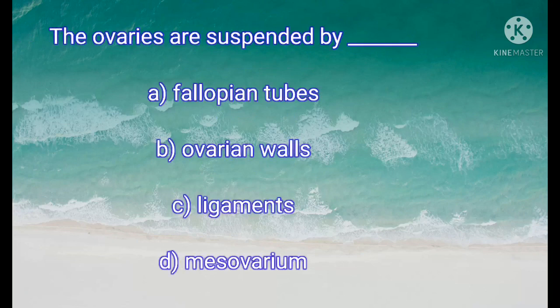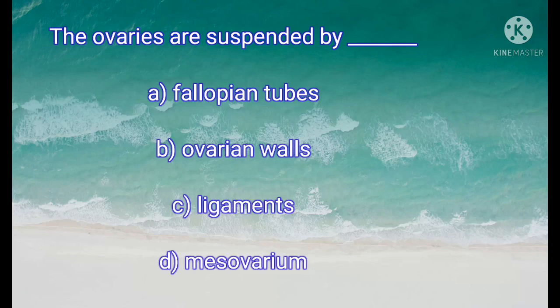The next question here: the ovaries are suspended by. Ovaries are suspended in the lower abdominal region with the help of. First option here, the fallopian tube. Fallopian tube is also called the oviduct, or the uterine tube. These are attached to the uterus and ovary, and carry the secondary oocyte, the female gamete, and are also useful for the fertilization process.